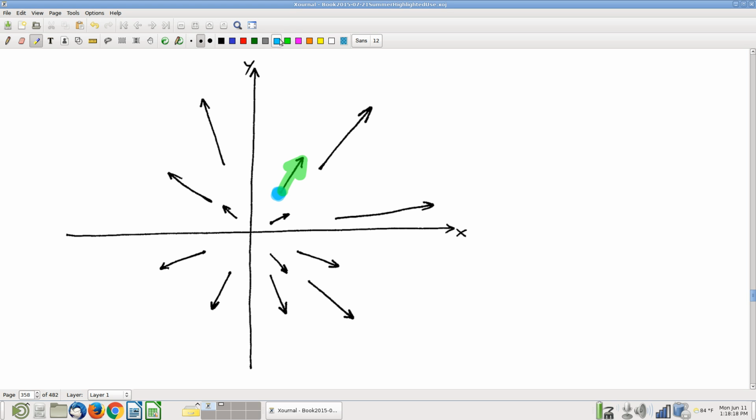And same game for all these points, right? For that point, we get that vector, aka that vector. And for this point, we get that vector, aka that vector, etc. Yeah, everybody on board?